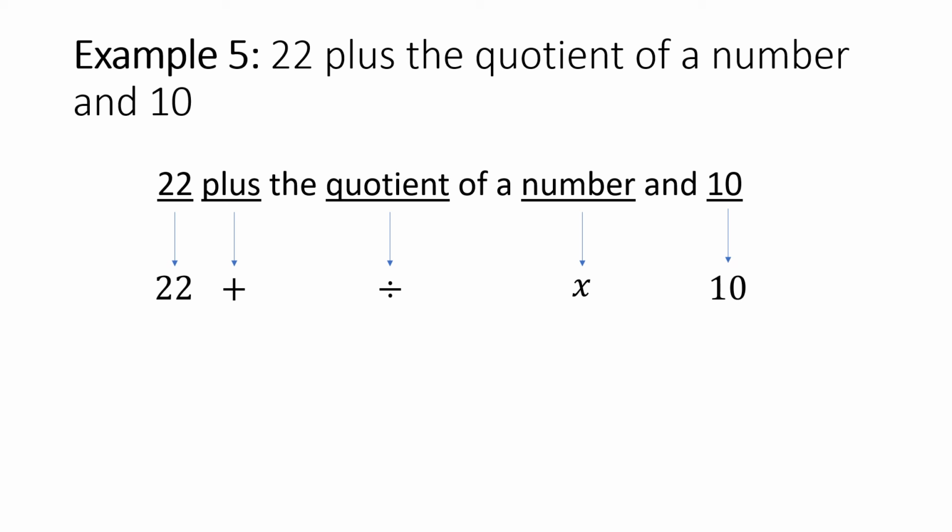So here I'm going to represent division by a fraction bar, and it's going to look like this. I'm going to put 22 and then plus, and then I'm going to have x over 10 in my fraction. That x over 10 represents the quotient. It represents division of a number and 10. So that's what that would translate to be.